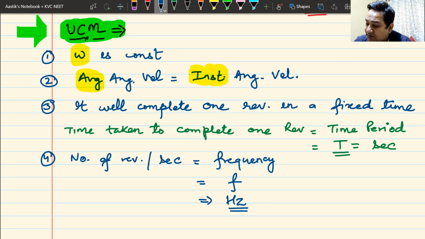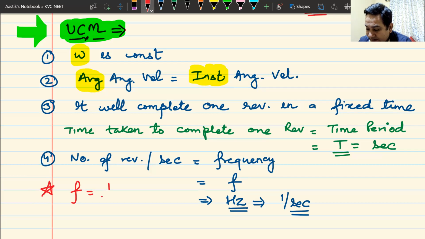Now this hertz, gentlemen, is 1 by second. So now you can understand the relation between F and T. What would be the relation between F and T? It's very simple. In standard physics, frequency is 1 by T.